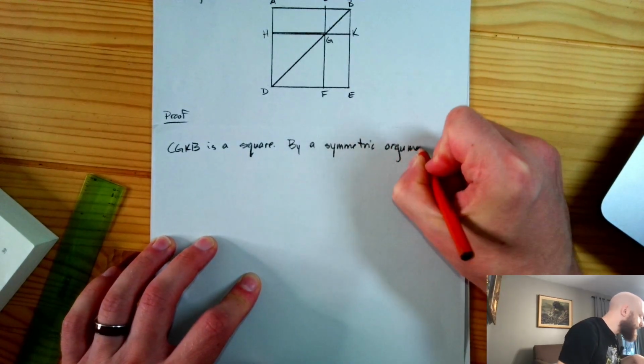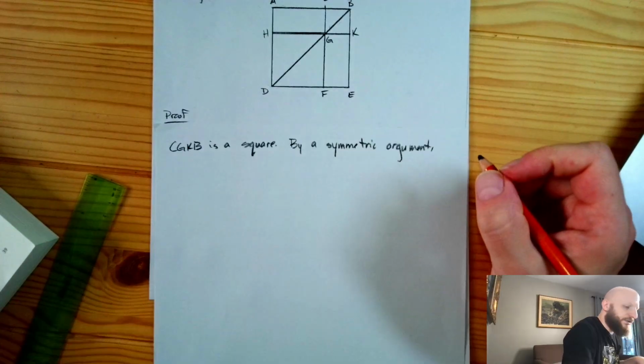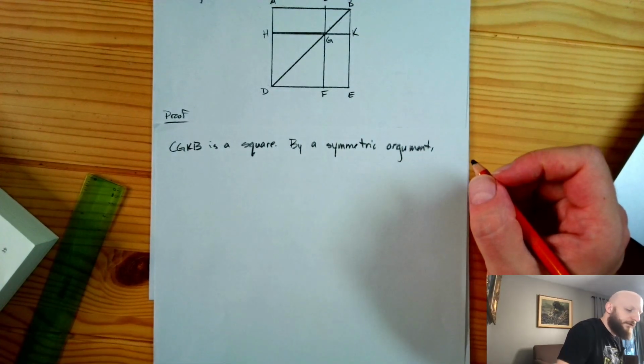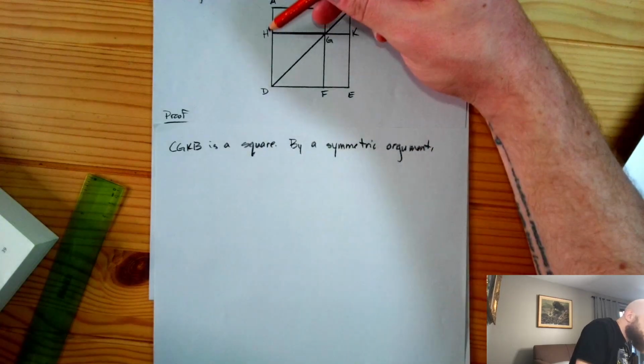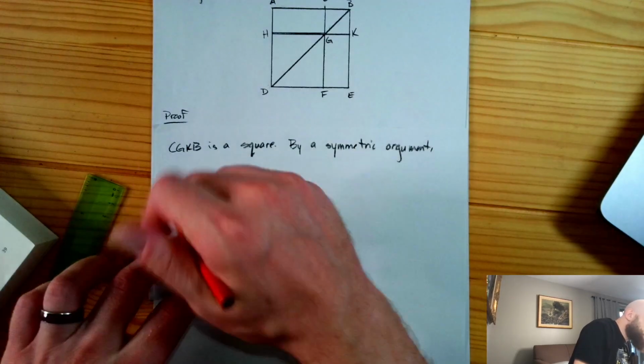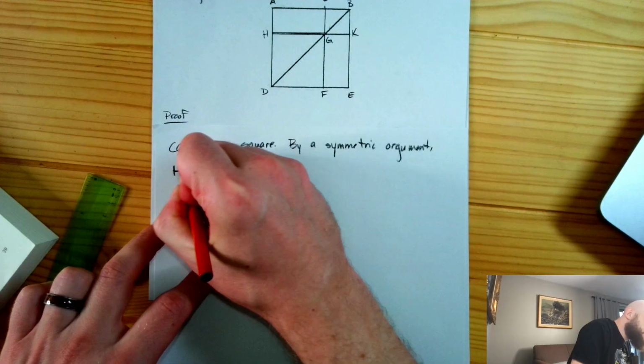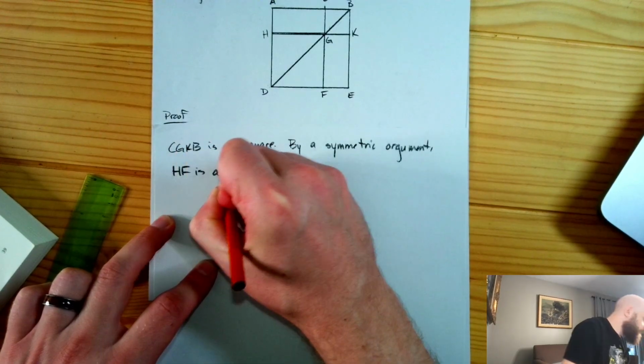All right, let's see here. Oh, he just shorthands it as HF. Yeah. It's also a square. All right.